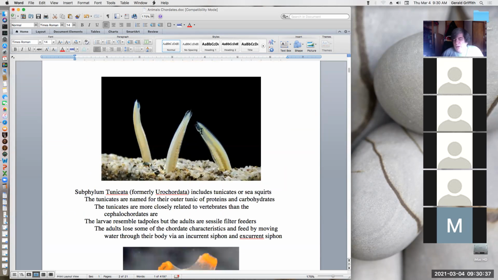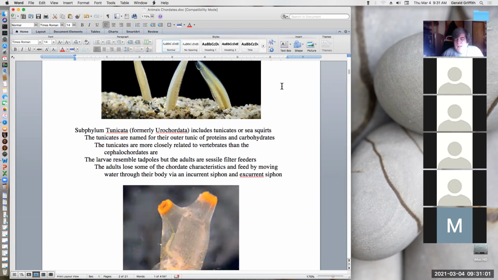So here's a photograph. You might be able to just barely make out some of the tentacles around the mouth, but here are 3 adults that are buried in the sand. And these organisms can actually get to be about 2 or 3 inches long. So they're decent sized.